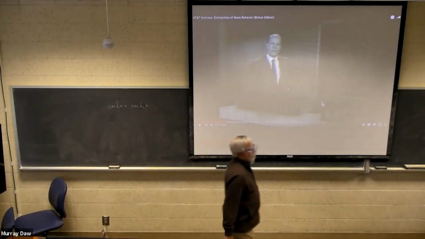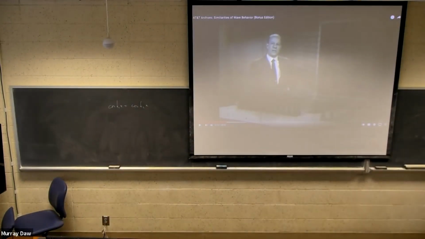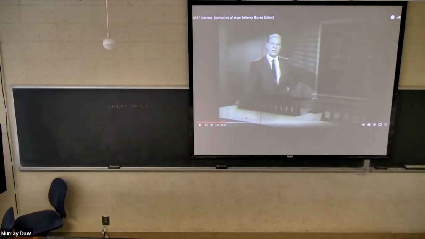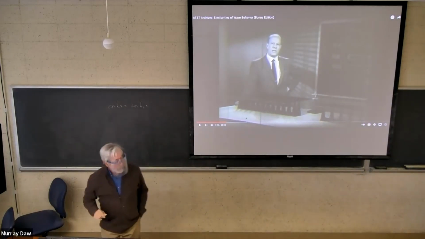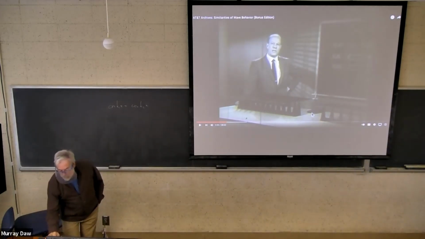I'm going to turn this light down here so you can see it better. Okay, the sound is not important. I'm hoping you can see it. It's a little bit dark, but I'm hoping you can see it.